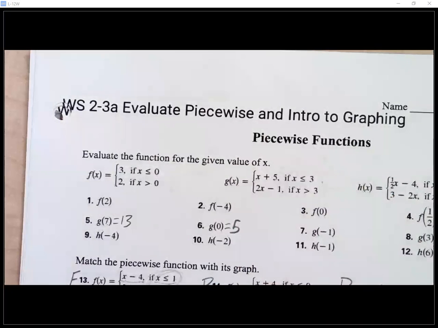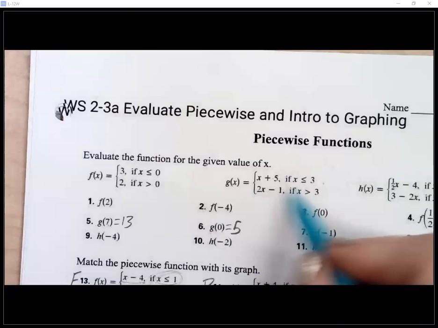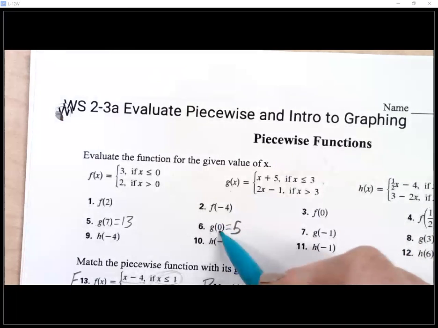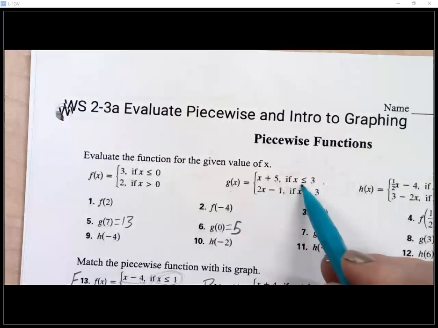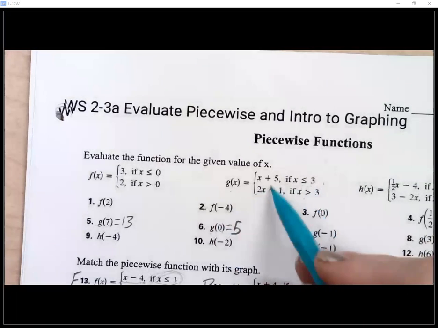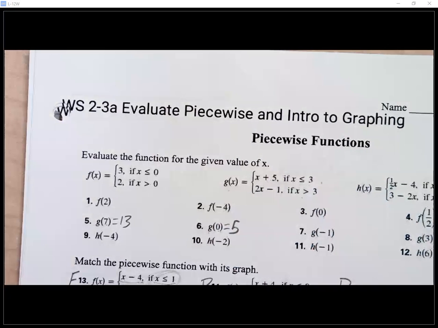How? First of all, it's a G function, so that's how I know I'm going to the G. And I want to plug in 0. 0 is less than or equal to 3. It's not greater than 3. So I'm not going to plug it into the bottom at all. I'm going to plug it into the top. And 0 plus 5 is just 5. You mean to tell me it's that easy? Kind of, this part anyway.